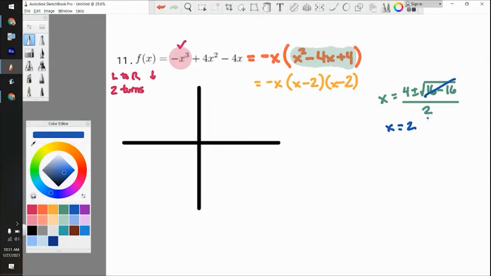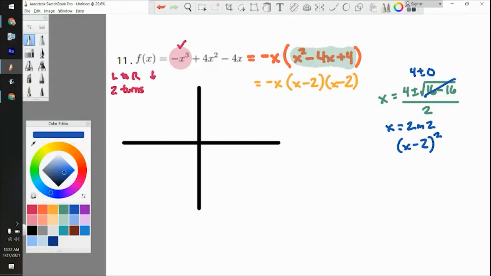So if your solution is 2, that means your factor is x minus 2. Okay? But you'll notice that you did 4 plus or minus 0. That plus or minus 0 means there's actually 2 of them, so you would have to square it. Another way of thinking about it is you couldn't just have one of these. You need 2 of them because you need it to be squared. If you just had one, it would be linear. Either way, they both get you the same thing. This is multiplicity 2.